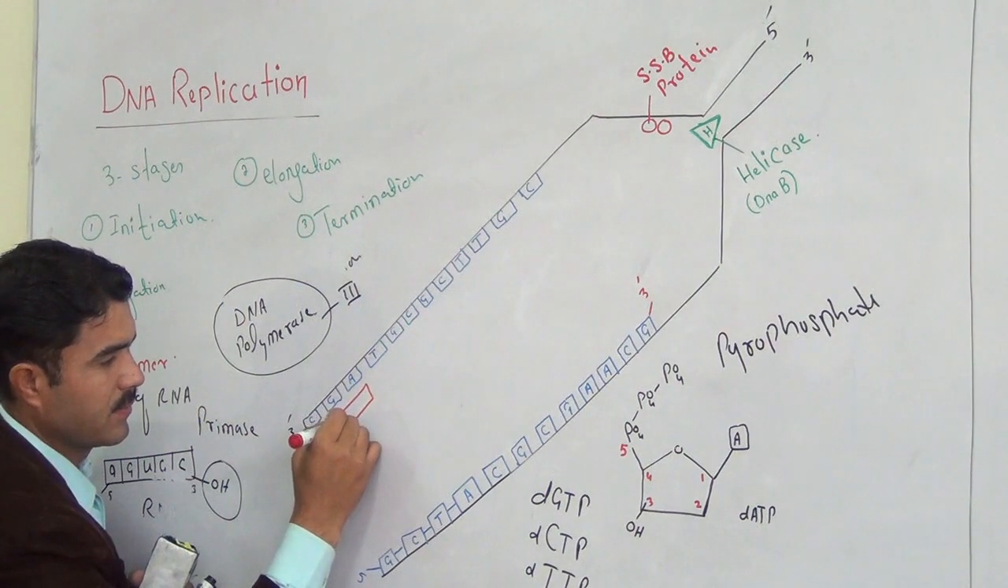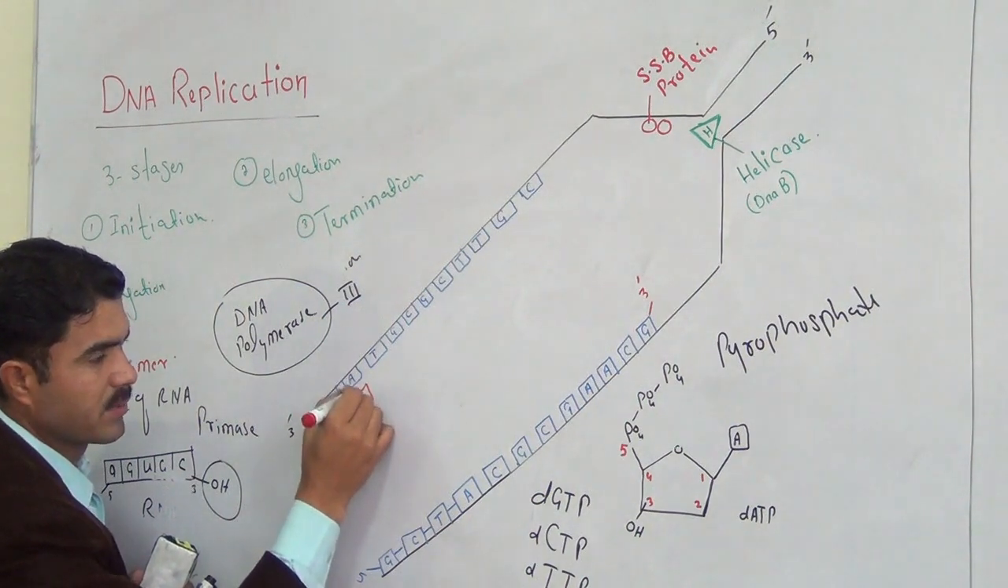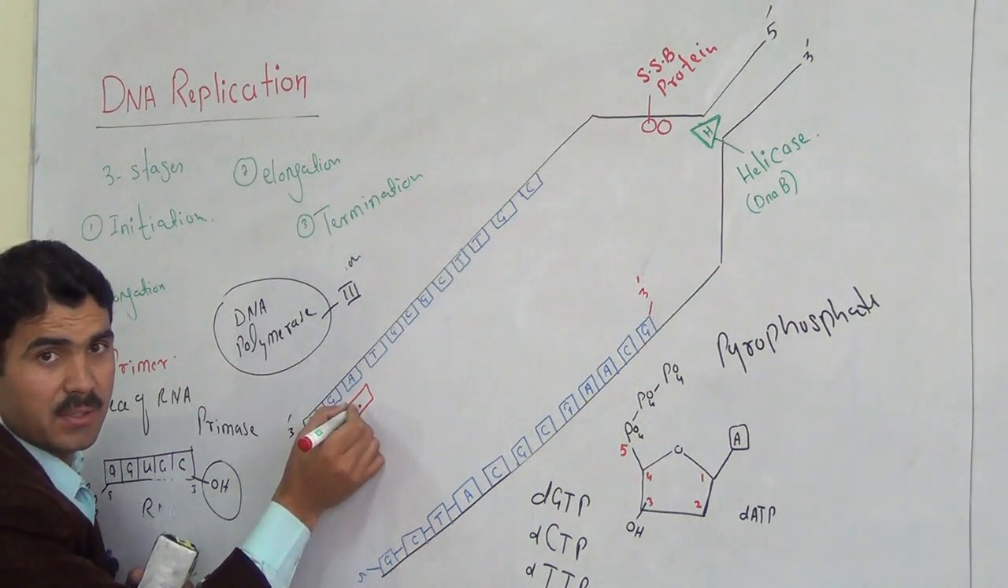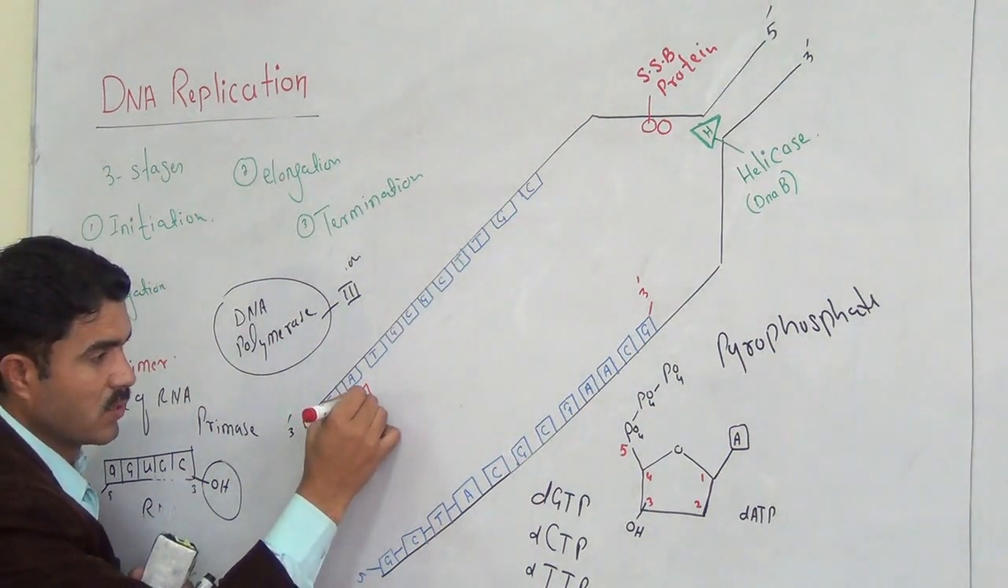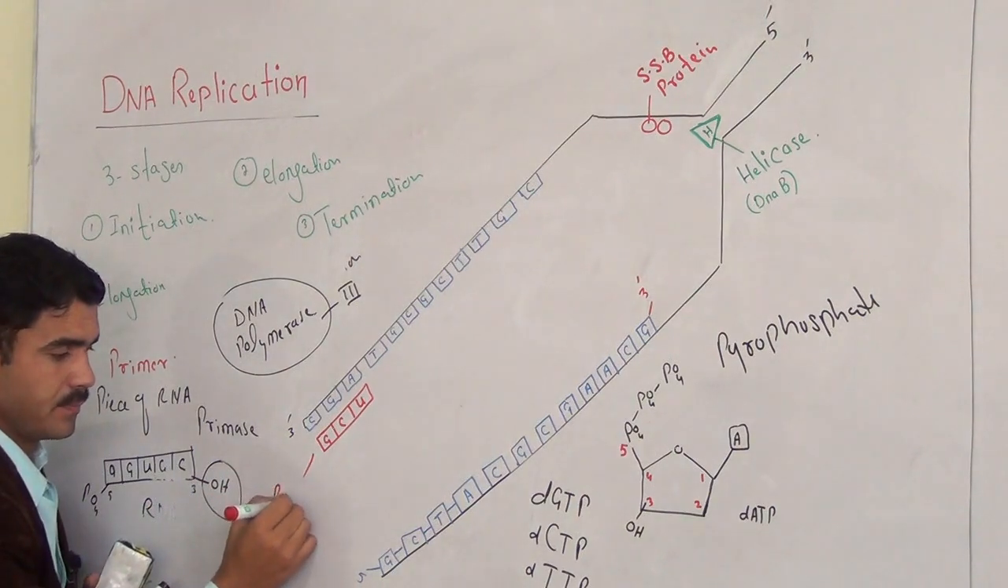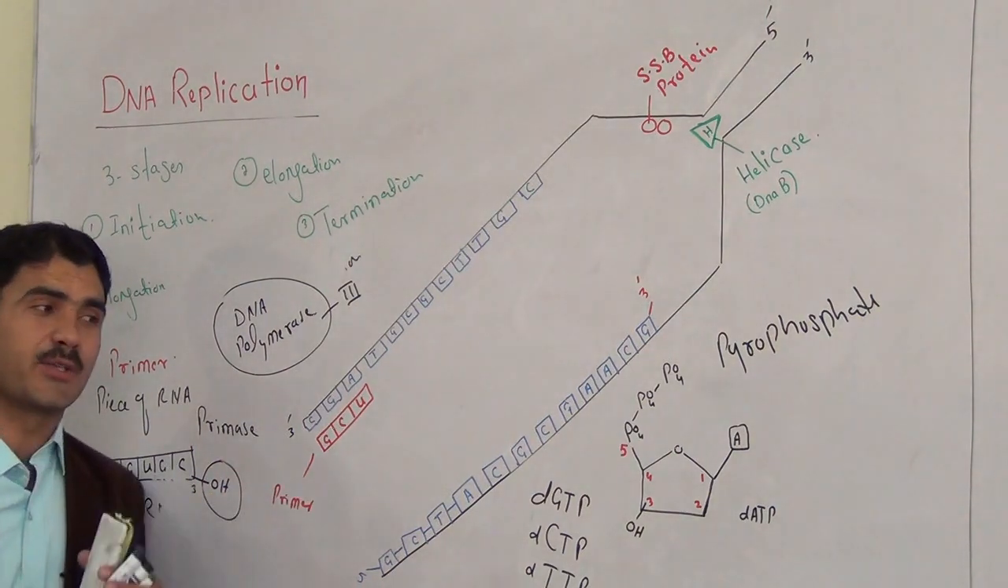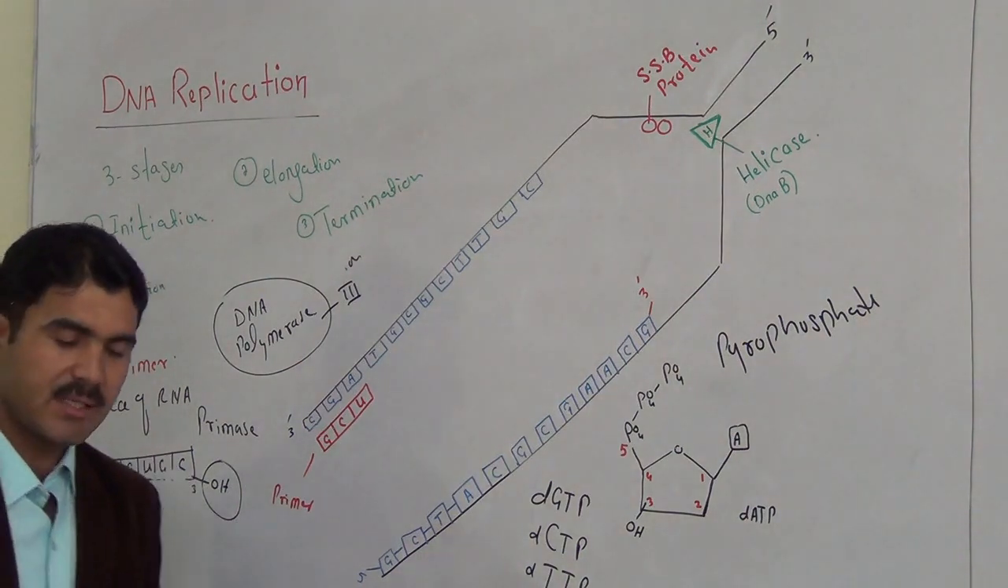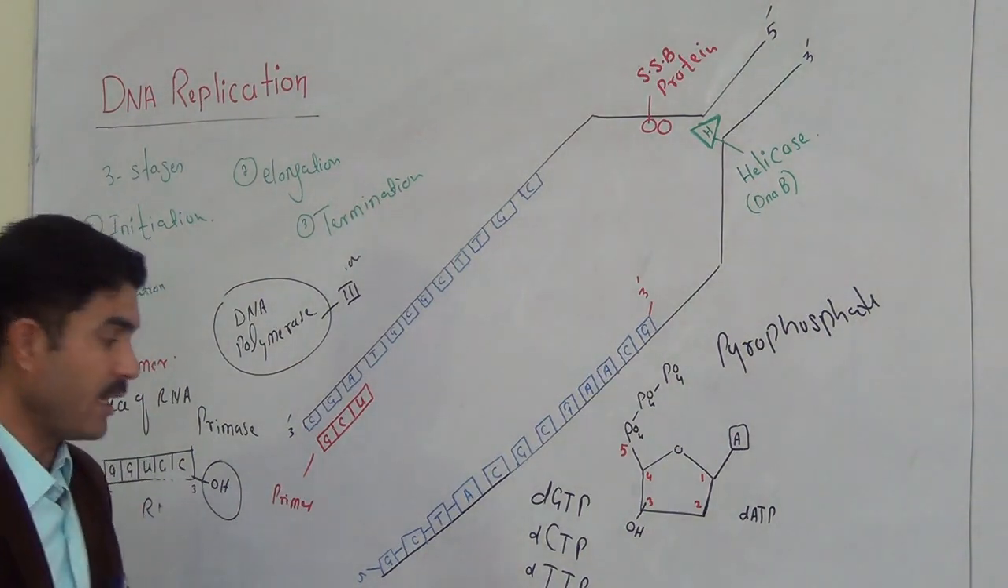And C, and in place of T, A, there is thymine. So thymine is not in RNA, so we'll write it as uracil. This is just a primer now, right? Primer. And remember what I told you, that a primer contains an OH group at the 3 end.